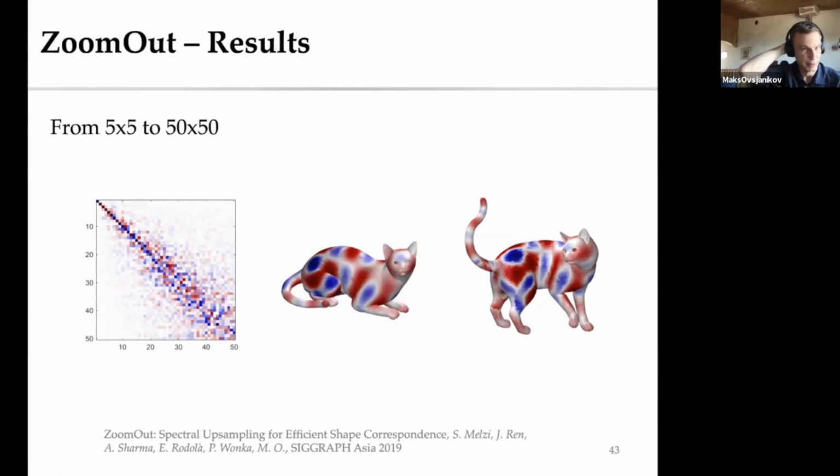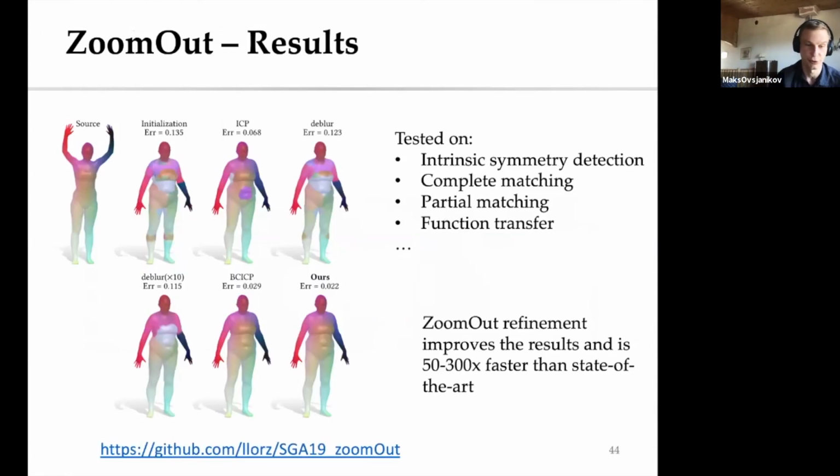I would say that this zoom out approach, of course, if you're interested, you can try it out. It's very easy. It's not necessarily better than existing methods. And I think even for this BCICP, it probably gives similar results. But on the other hand, it's much simpler and in many cases significantly faster. So in our experiments, it's maybe 50 to 300 times faster than state-of-the-art techniques. And it can be used for many different problems like intrinsic symmetry detection, shape matching, partial matching, etc.